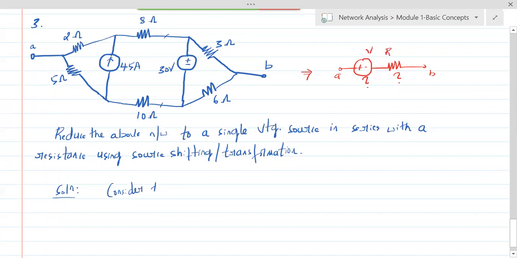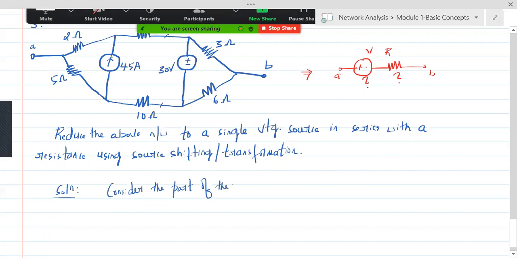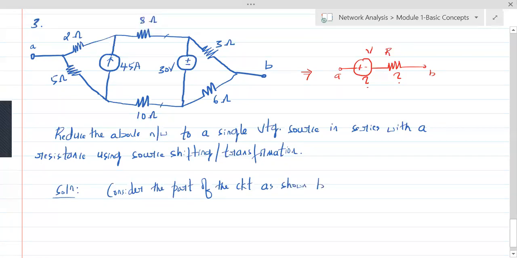Consider the part of the circuit as shown below. So what we are considering is this. We have just considered this much.